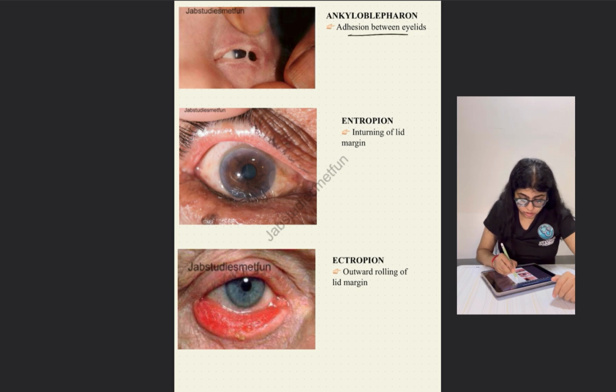Ankyloblepharon. It is an adhesion between two eyelids. Entropion is the inturning of the lid margin. You can see that this is an inturning of the lid margin. However, ectropion is outward rolling of the lid margin.